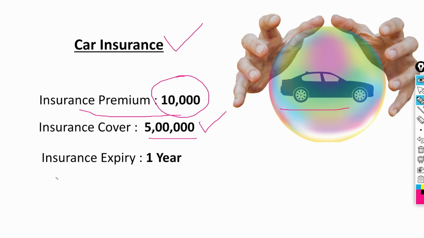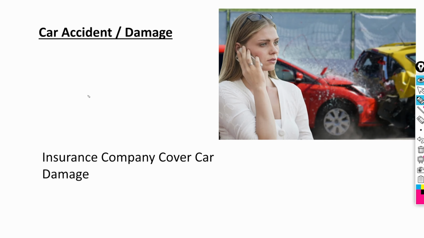So this insurance comes with an expiry. It is not infinite. Insurance will be valid for 1 year. After that, you have to renew it or else your insurance will expire. Let's assume that after buying insurance, your car met with an accident. So what will happen? The insurance company provides the cover for your damage. Similarly, the put option is there. If you buy a put option for your portfolio, then it will provide the cover for your portfolio.